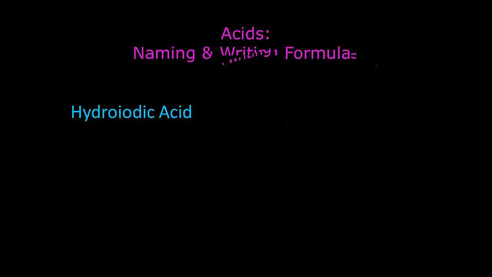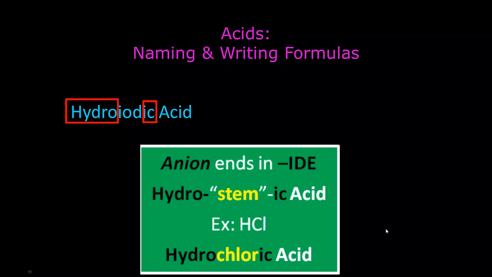Hydroiodic acid. Well, our acid begins with hydro and ends in ic, so that means that our anion name has to end in IDE, ide. So I erase the hydro, we get rid of that, and we change the ic to ide, which means our anion name is iodide.